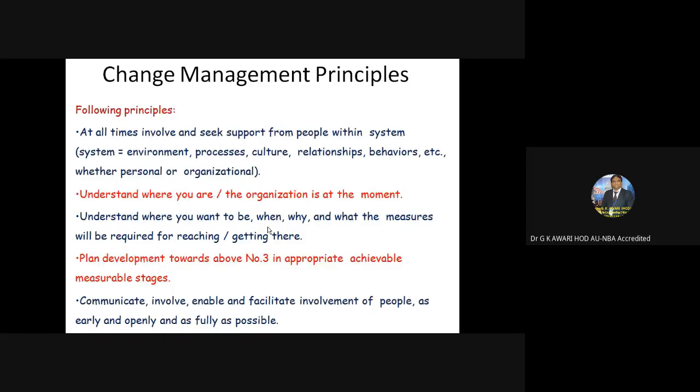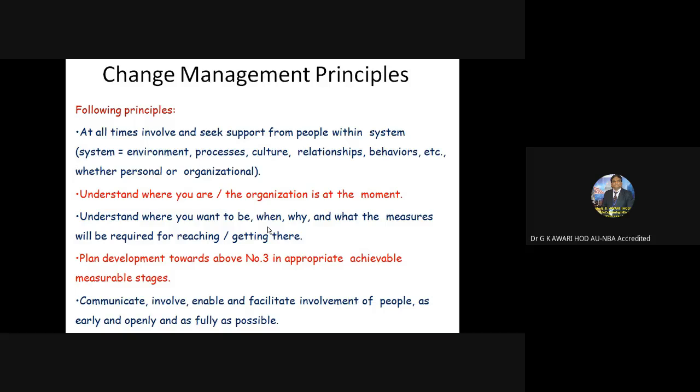What do you mean by the system? The system consists of the environment, processes, culture, relationships, and behaviors, whether personal or organizational. So seek support from within the system, then understand where you and the organization are at that moment. You need to find out where your organization is standing, what your place and ranking are, and where you would like to reach in the next year, the next 5 years, or the next 10 years. That you need to understand in change management. Understand where you want to be, when, why, and what measures will be required for getting there.